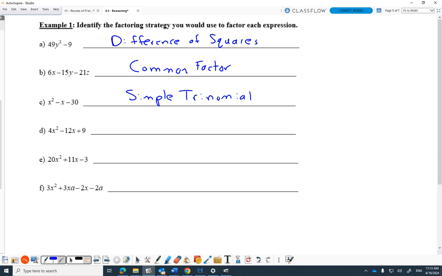So when it's coefficient 1, you should be able to do that simply. I didn't say easily. I didn't say it's easy. I say it's simple. It's just, okay, what multiplies to this and adds to this? Okay, D is the big one. These are the ones that might cause you some heartache.